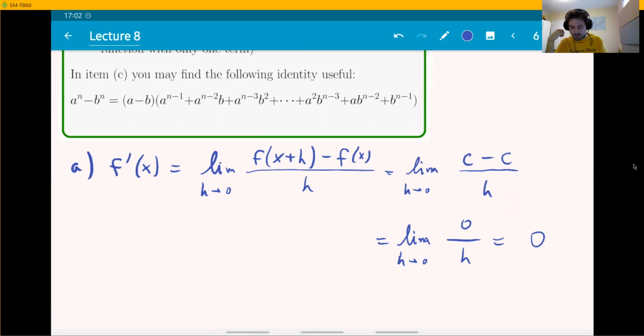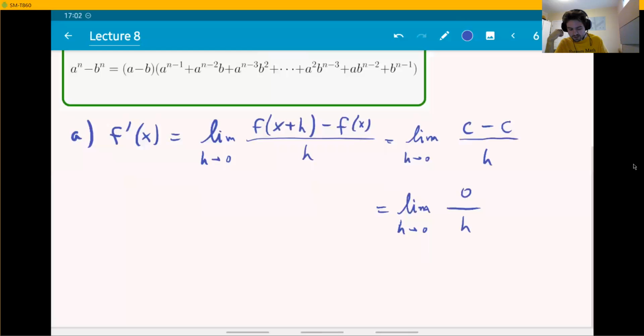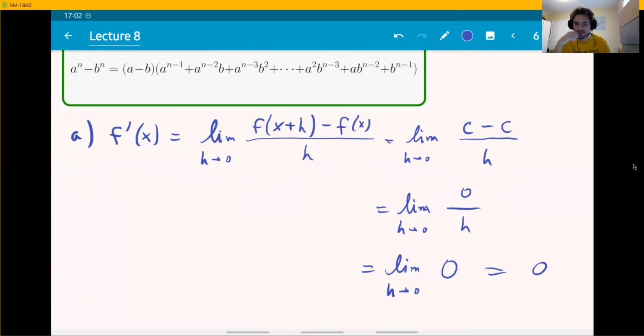All right? Maybe one more step: before we are taking the limit, we are simplifying the function down, and it became the constant function 0. That's why this limit is 0. So the derivative of a constant function is 0.